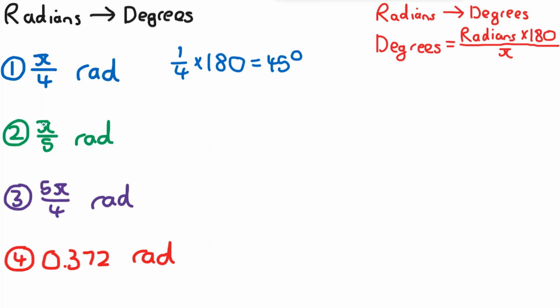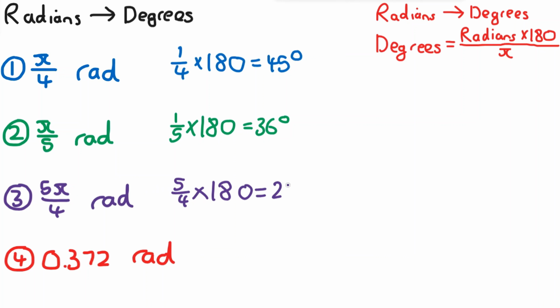So for the second one, it's pi over 5 radians, so therefore it's just going to be, again, just get rid of the pi to make it 1 over 5, and then times that by 180 to get 36 degrees. And then for this one, 5 pi over 4, so again just get rid of the pi to make 5 over 4 times 180, which if you put into a calculator again is equal to 225 degrees.